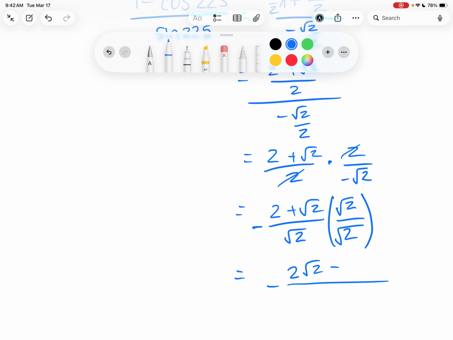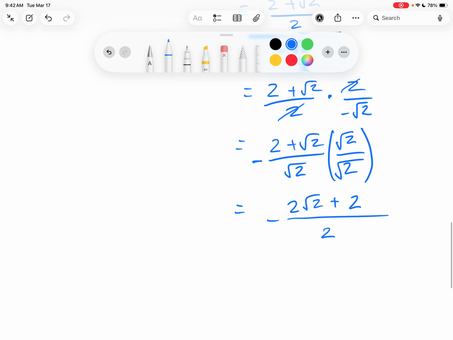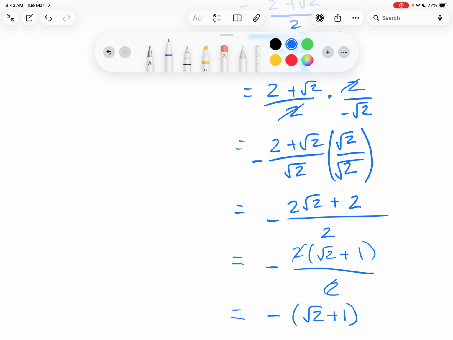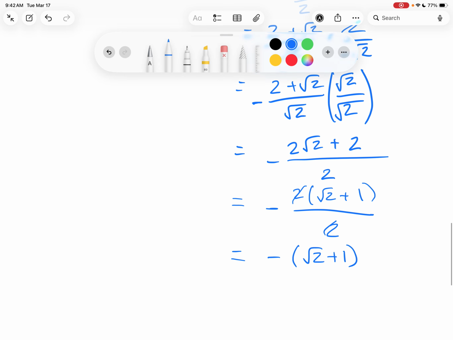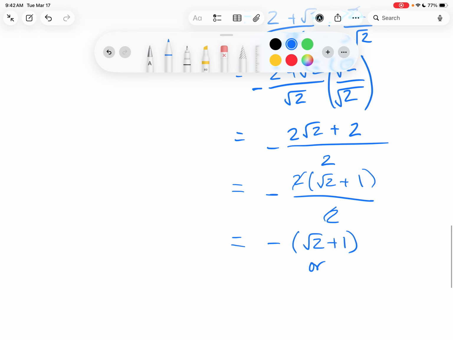Not plus 4. Root 2 times root 2 is the square root of 4, which is 2. And then all over 2 on the bottom. I can take a 2 out of everything. So I'm going to have 2 times root 2 plus 1 over 2. 2's cancel. And I end up with negative parentheses root 2 plus 1. Or you can rewrite this as negative root 2 minus 1, also would be acceptable.